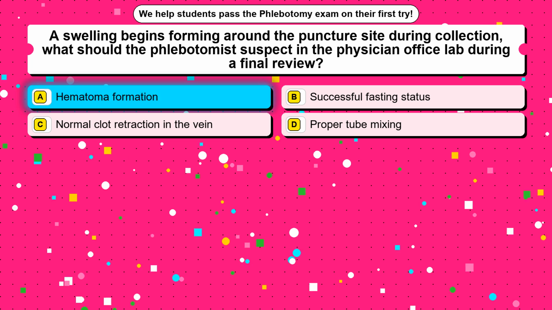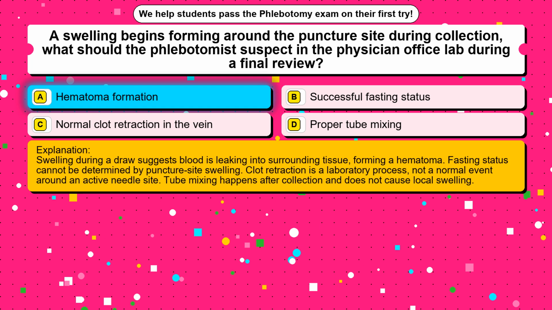The correct answer is option A. Hematoma formation. Swelling during a draw suggests blood is leaking into surrounding tissue, forming a hematoma. Fasting status cannot be determined by puncture site swelling. Clot retraction is a laboratory process, not a normal event around an active needle site. Tube mixing happens after collection and does not cause local swelling.